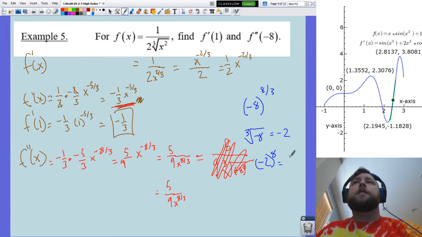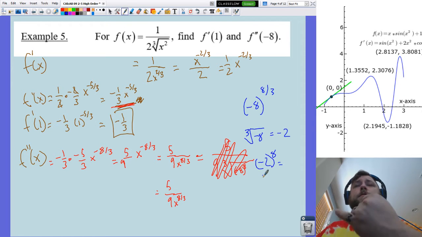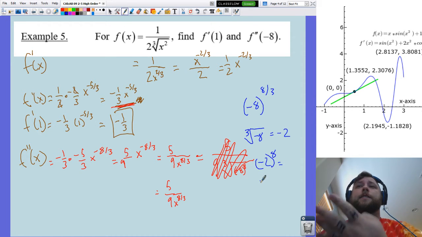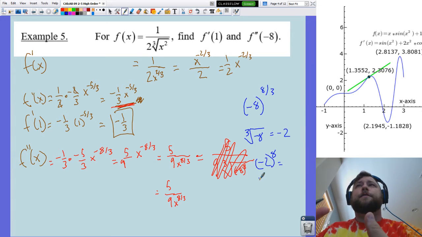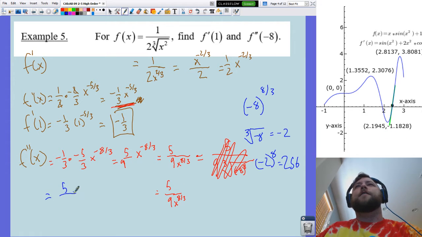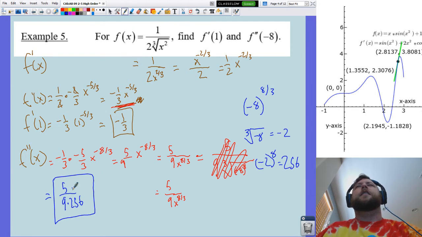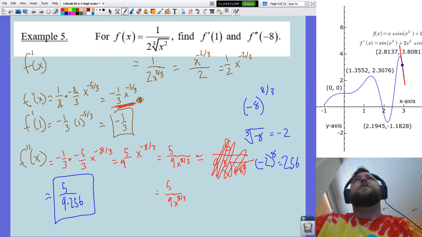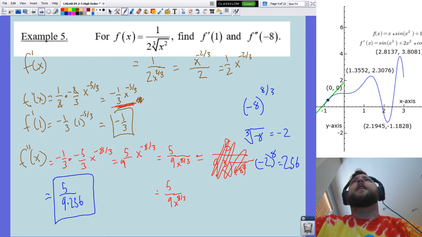And 2 to the 8th power is 4 times 2 times 2, 4, 8, 16, 32, 64, 128, 256. It's 256. So your answer is 5 over 9 times 256. Oh, that's kind of big. But there you go. All right, let's do another one.